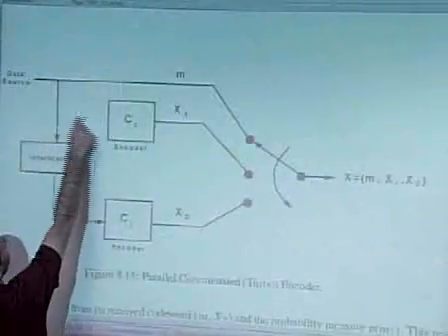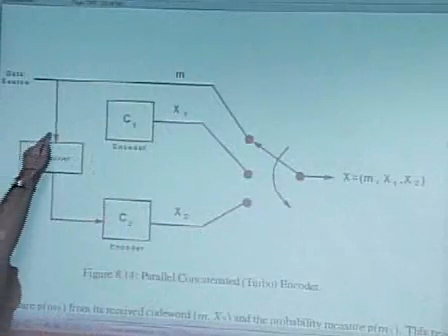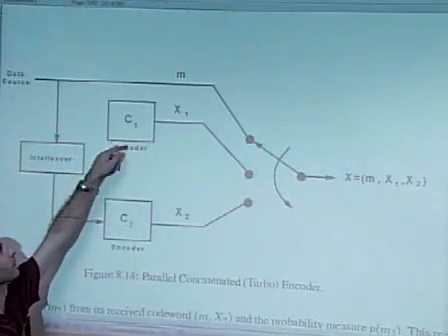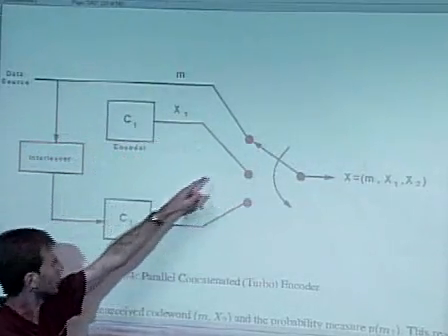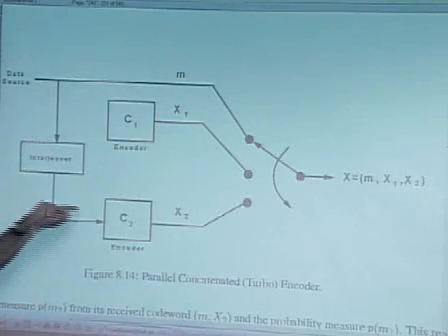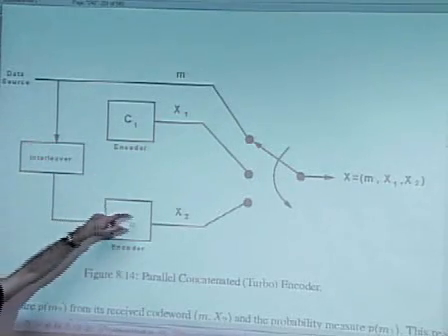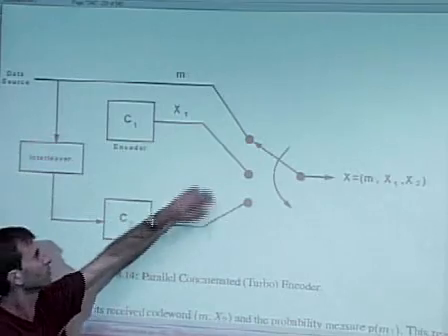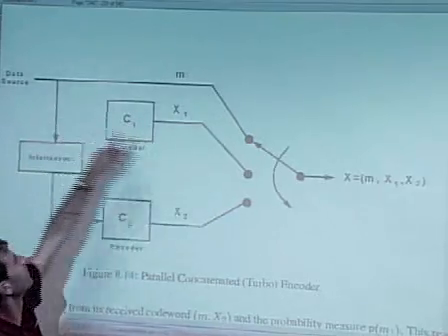This guy has to connect with this guy. Take the bits and encode them with the first encoder, and that's part of the code word. Then you interleave the bits and encode them with the second encoder, and then you get another half of the code word. You put these two pieces together, sometimes with the bits themselves, and that's the code word.